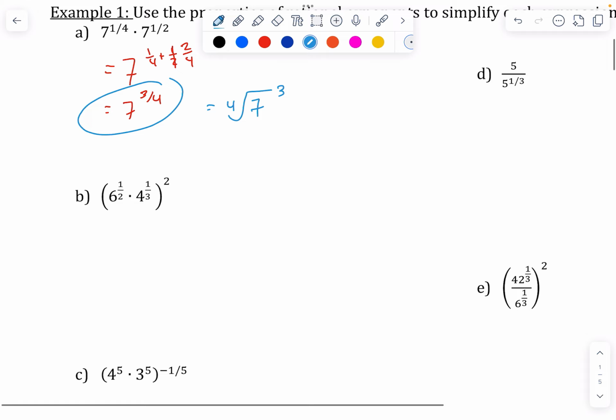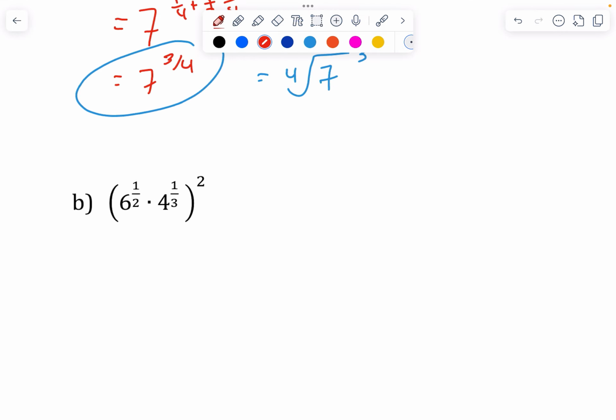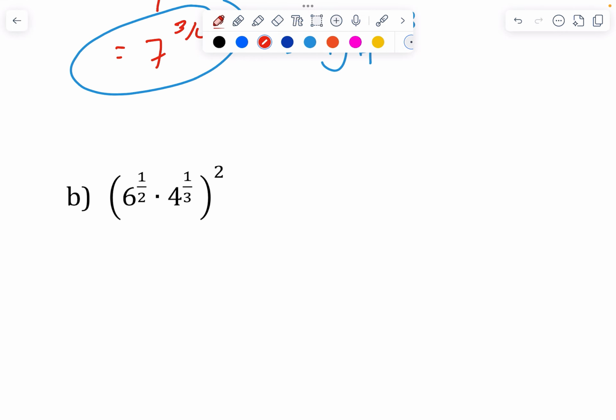Okay, B. Now this one, we're doing power to a power. So when I bring this exponent in, it becomes 6 to the first power, which is just 6, times 4 to the 2/3 power, and we're just going to leave our answer like that. If you wanted to separate it with a parentheses instead of the multiplication symbol, that's fine too. Okay?